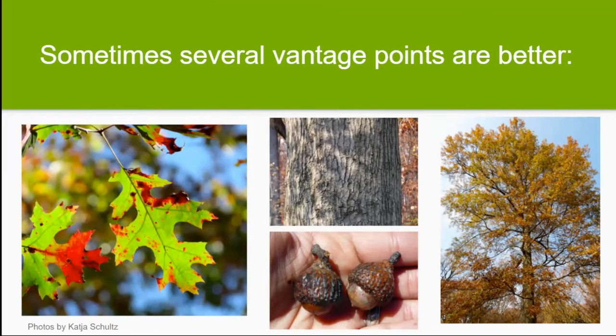So for example, for a tree, it's really important, if it has leaves on it, to get a good shot of the leaves. If it's winter, get a shot of the twigs and show where the buds are along the twig. Take a step back and get a picture of the overall shape of the tree if you can. And take a picture of the bark and take a picture of any flowers or fruits that you might see. And it's possible to upload multiple pictures within the smartphone app all at once. It's very easy to do.